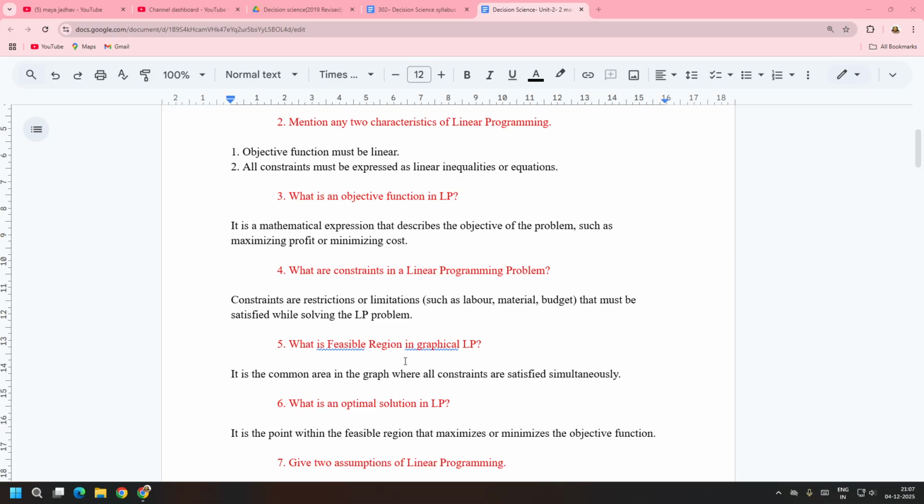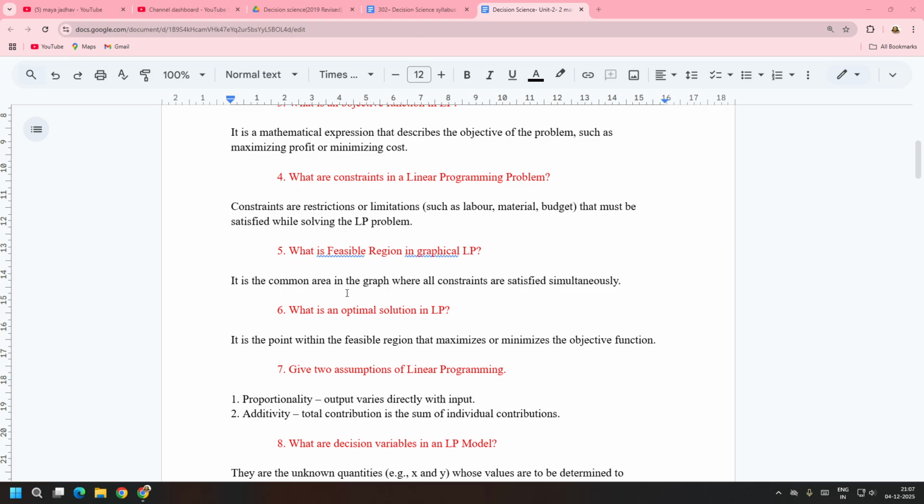What is feasible region in graphical linear programming? It is a common area in the graph where all constraints are satisfied simultaneously. What is an optimal solution in linear programming? It is the point within the feasible region that maximizes or minimizes the objective function.